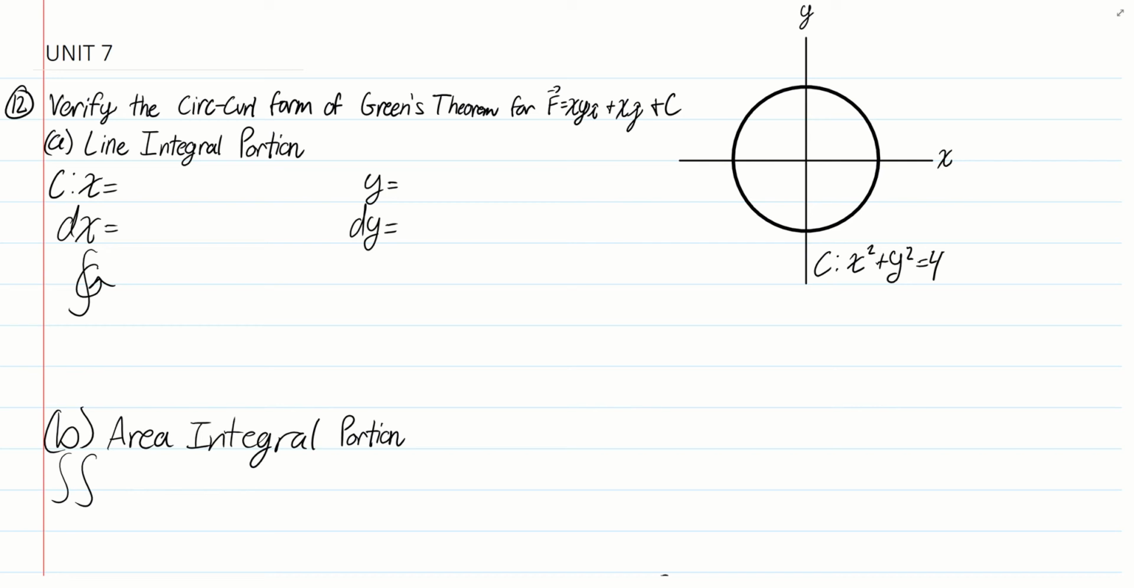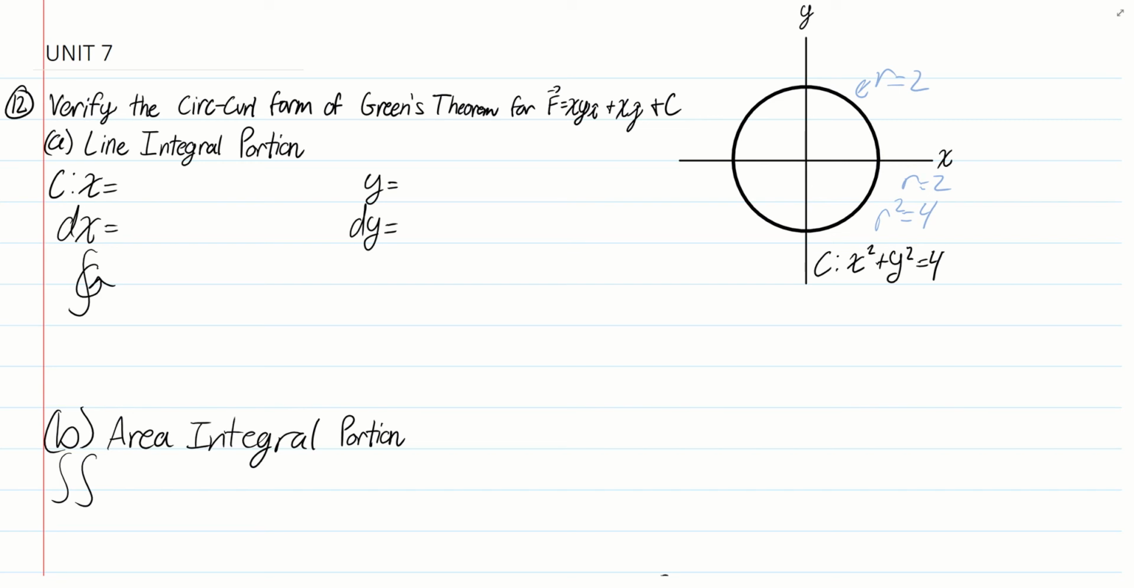Looking at this, x squared plus y squared equals 4, which we can recognize as r squared equals 4, or r equals 2. So we know that this right here is r equal to 2. And this most likely means that if we're doing an area integral, it's probably easier to solve using polar coordinates. So we're going to have to solve for x, y, dx, and dy in terms of polar coordinates.